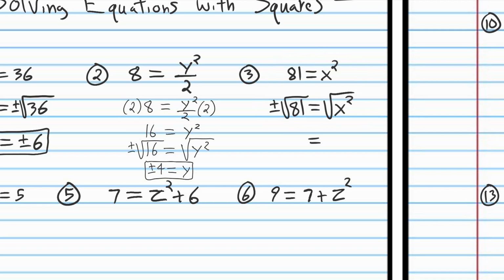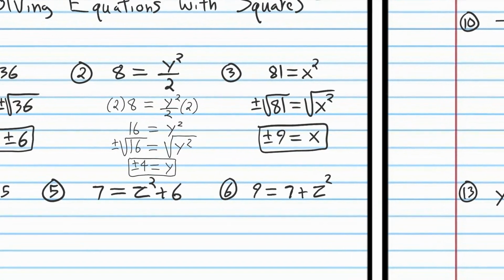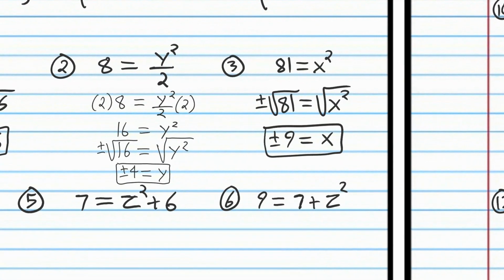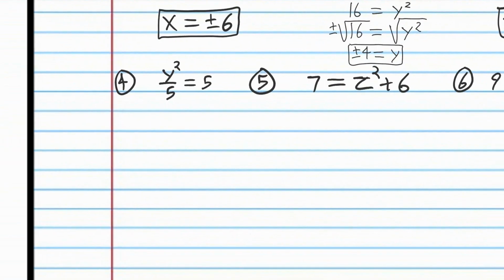So now we get x is equal to plus or minus 9, because 9 times 9 is 81. So if you got plus or minus 9, good job. So again, this works because if you plug 9 back into the equation, 9 times 9 is equal to 81. It works. And negative 9 times negative 9 is 81, so it works. Try number 4. When you come back, we'll do it together.